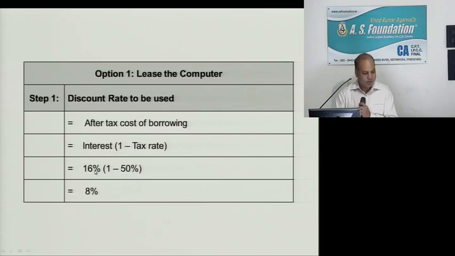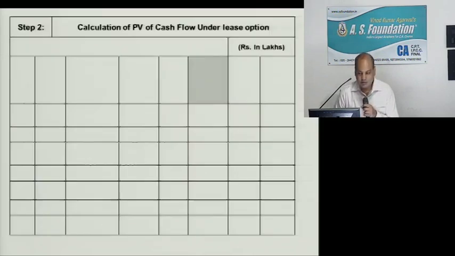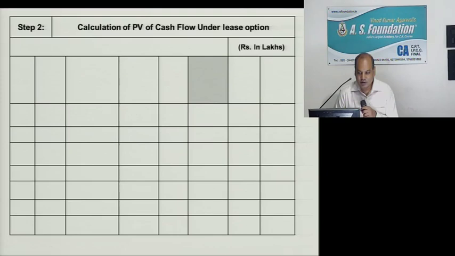If tax rate is 50%, the answer will become half. Yes or no? 16 into 1 minus 0.5. So for both the answers, lease option and purchase option, we will use 8% discount rate. Is it right?